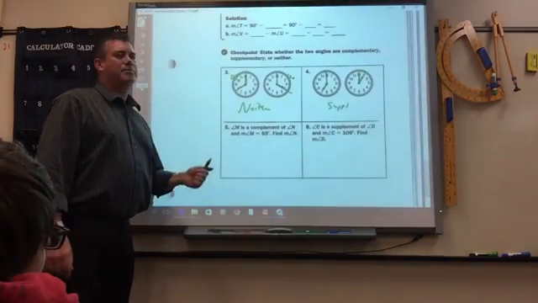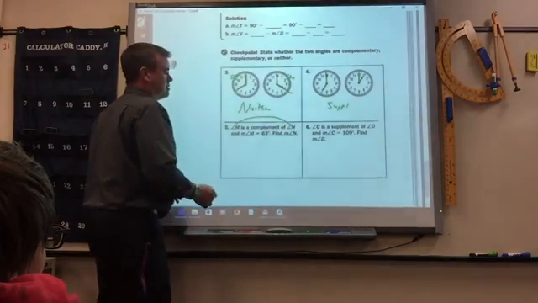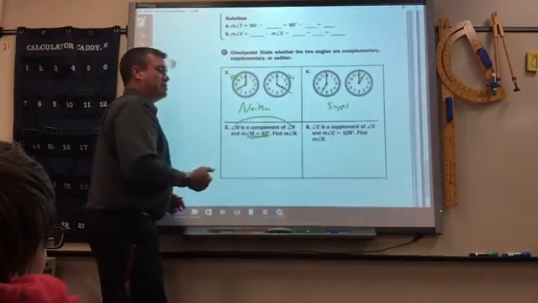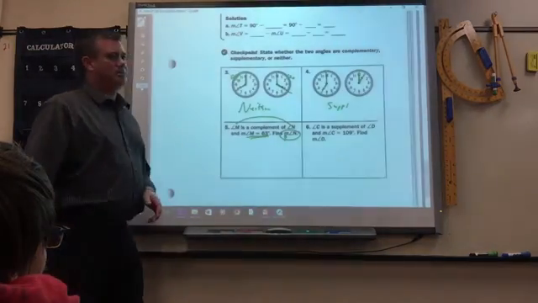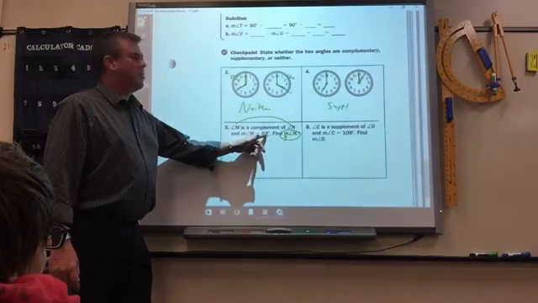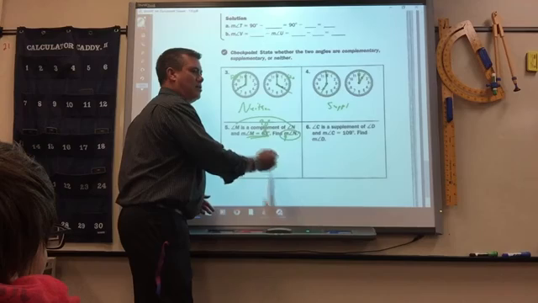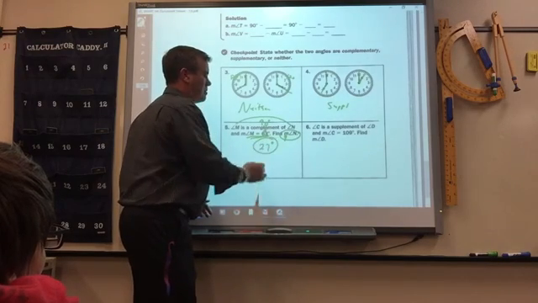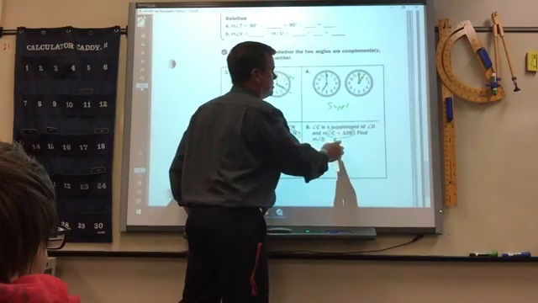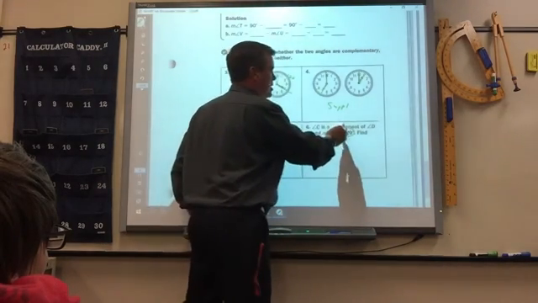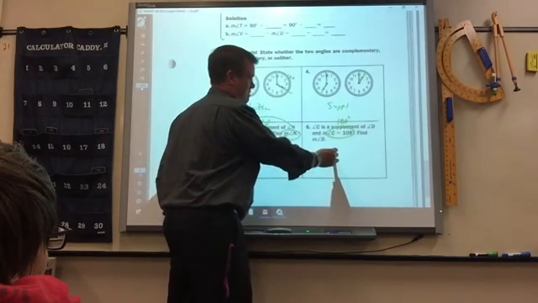Now, these questions, they're just talking about complements and supplements. M is a complement of N, and M is 63 degrees. So what would the measure, remember the little m means the measure of angle N be? You take, since it's complement, you would take 90 degrees and subtract out the 63. C is a supplement of D, and C is 109. Supplement's 180, so take 180 minus 109.